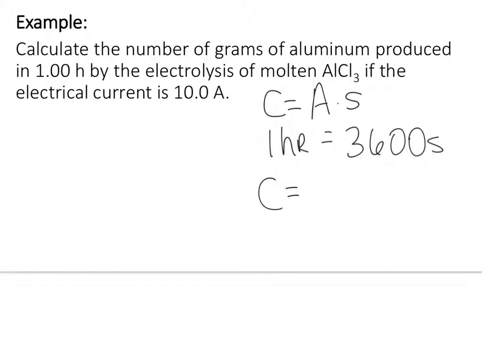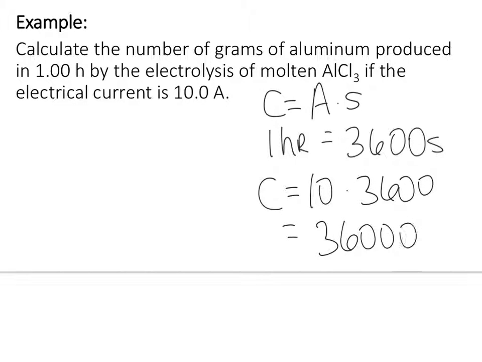Coulomb, 10 times 3,600, which equals 36,000 coulombs. All right. Now that we know our coulombs, we can actually convert to moles of electrons. And that'll come in handy very soon.